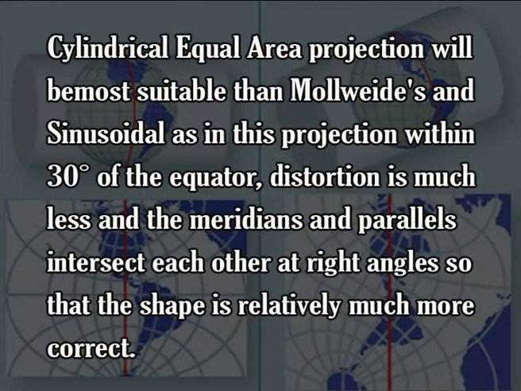Cylindrical equal area projection will be more suitable than Mollweide and sinusoidal, as in this projection, within 30 degrees of the equator, distortion is much less and the meridians and parallels intersect each other at right angles, so that the shape is relatively much more correct. Moreover, it is also very easy to construct this projection.